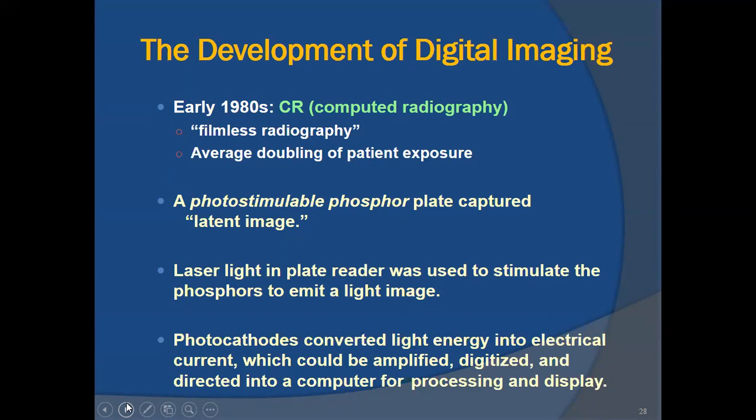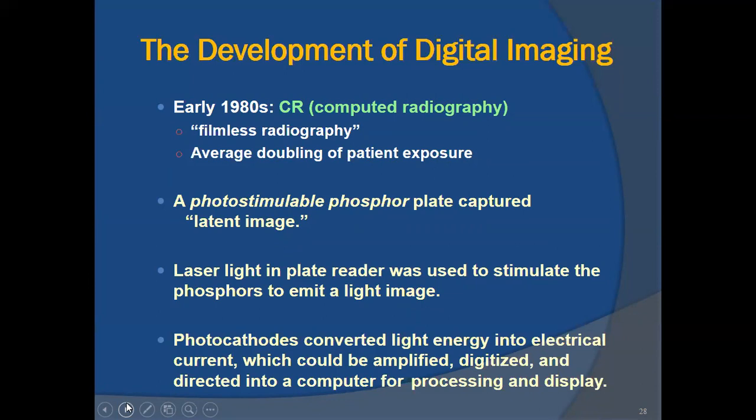They use a photostimulable phosphor plate to capture the image. And the latent image is the image that we know is on our detector, but we can't see it yet. We have to process the image to make it manifest. So the manifest image we can see, the latent image we can't see.